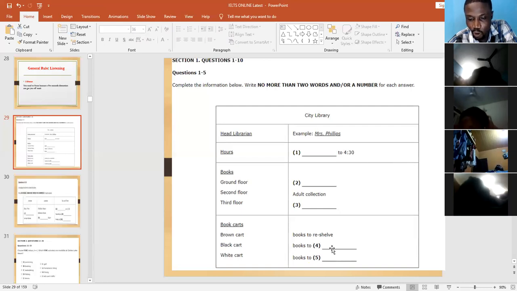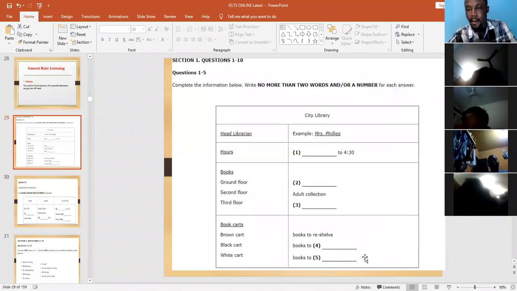In question 4, books to be repaired, because they talk about the fact that they were torn, so they need to be repaired. And the guy even said that he's good at those kinds of things. Then the white cards. What is on the white cards? Books to be sold.